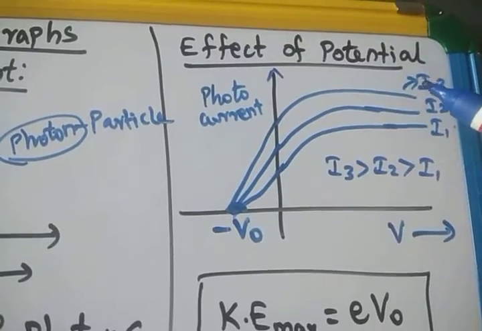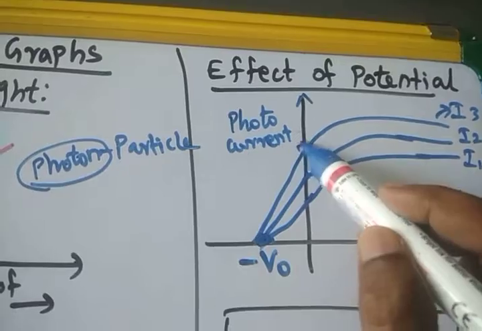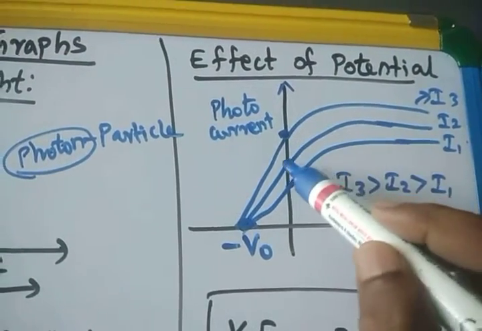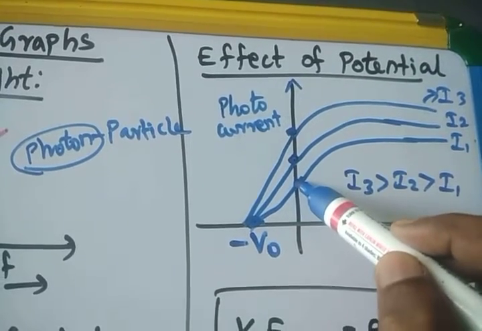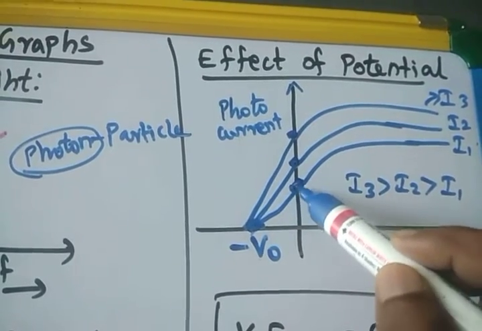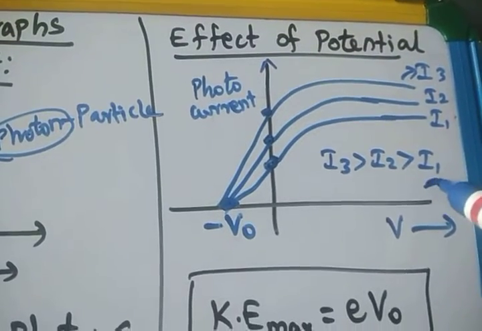So the high intensity radiation has more photons, so more current will be produced. Hence the photocurrent will be maximum for I3 compared to I2 and I1. I2 has more photocurrent than I1. I1 has the least photocurrent because it has fewer photons, because the intensity is very small.